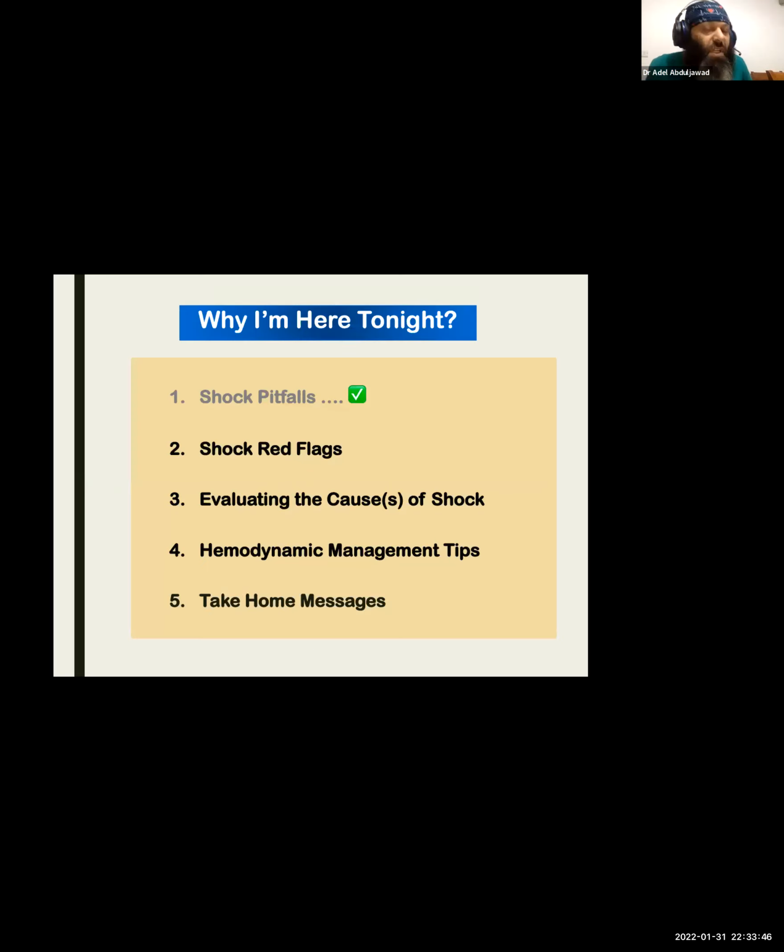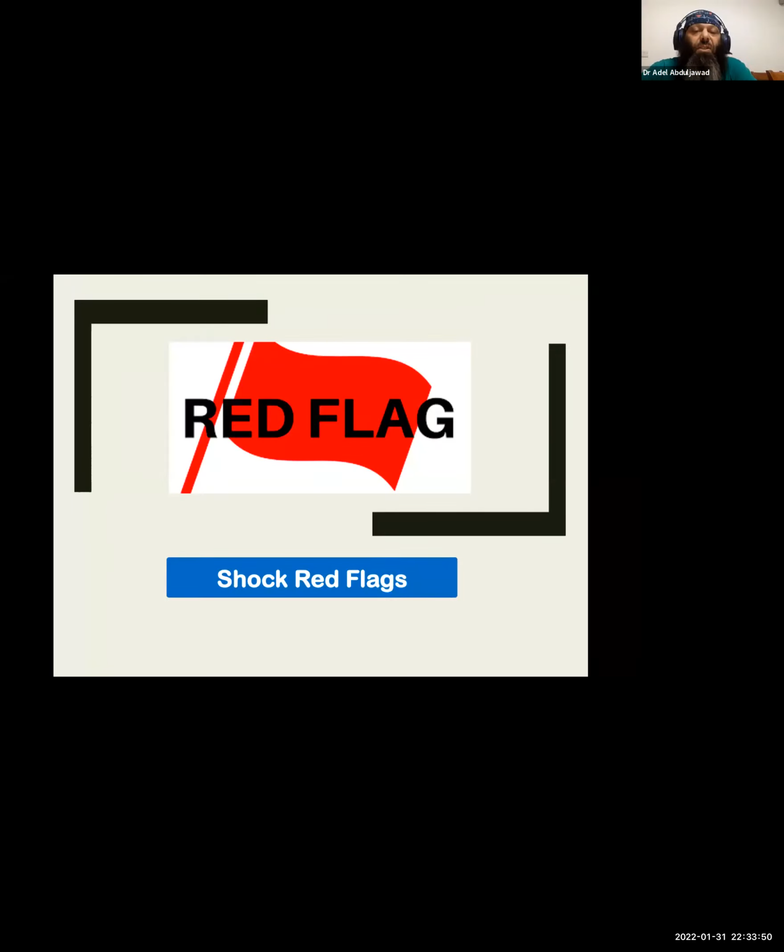Okay. Now we have finished with the shock pitfalls. Let's move to the shock red flags. I like to call it a red flag. Why? Because it alerts you. Any red flag in critically ill patients, I like everyone, junior or senior, to be aware of.